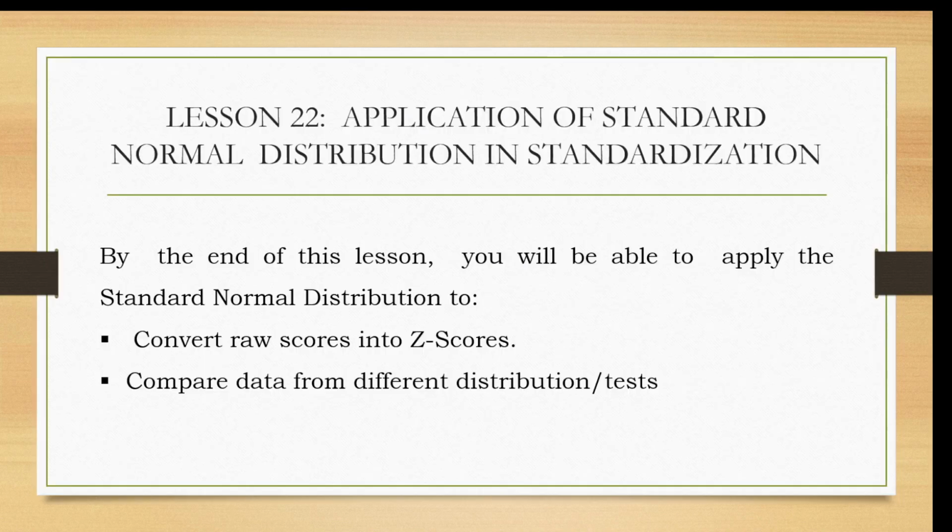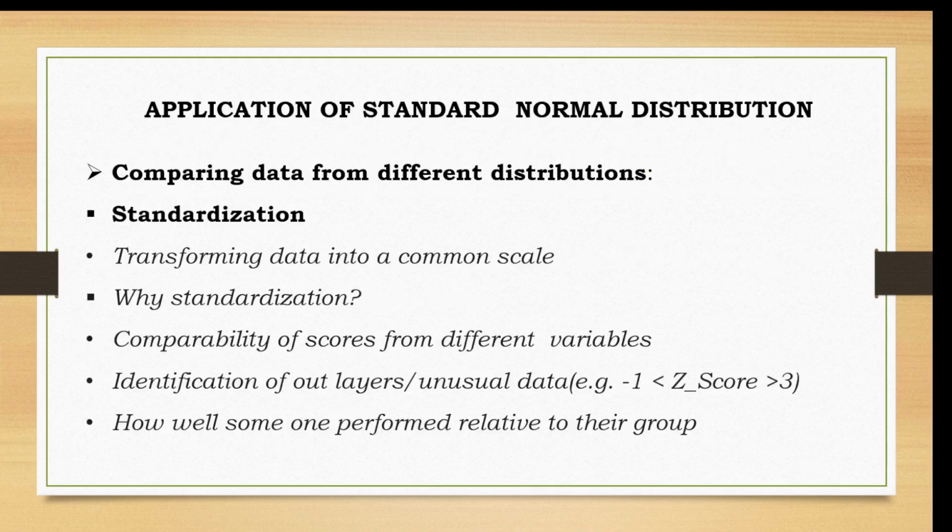We are meeting again in lesson number 22, which is about the application of the standard normal distribution in standardization. By the end of this lesson, you'll be able to apply the standard normal distribution to convert raw scores into Z scores. You'll be able to compare data from different distributions and tests.